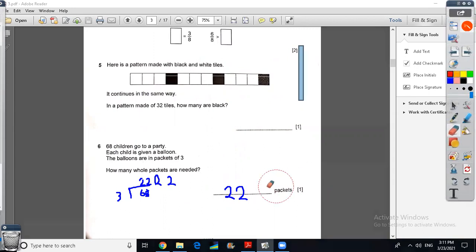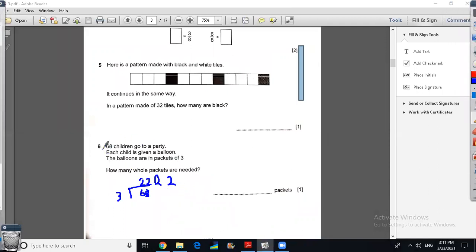Oh, sorry, this is not right. How many packets do I need to buy to cover the 6 to 8? Mr. 6 to 8 divided by 3 will tell us how many packets. All right, let's do this. 6 to 8 balloons divided by 3 is going to give me 22 packets, but 2 are going to be left over.